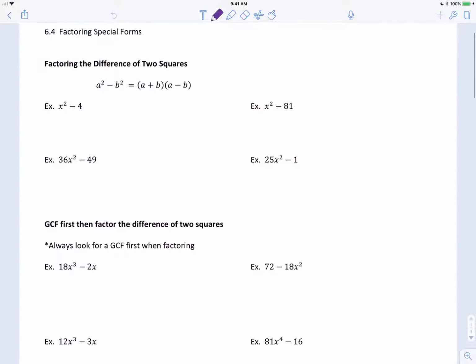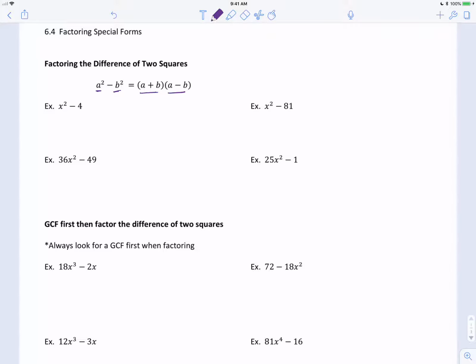All right, so do you remember that when we multiplied our binomials and we had one that said a plus b and then the other one was a minus b, we called that the difference of two squares. And so we knew that when we multiplied them out, we got rid of that middle term and it was just a squared minus b squared. Well, now we're just going to go the other way.